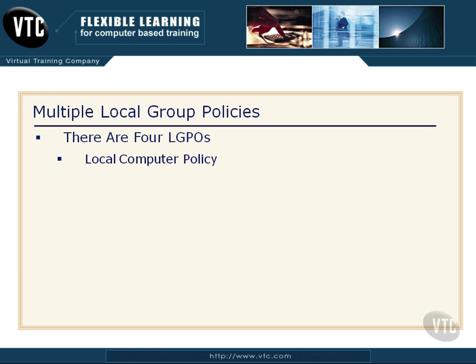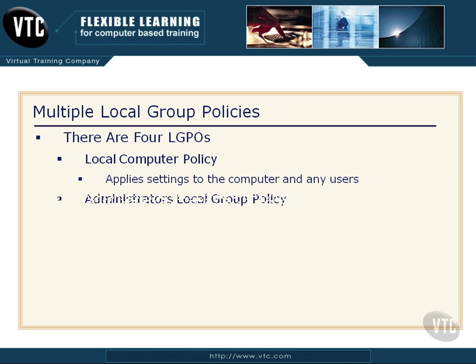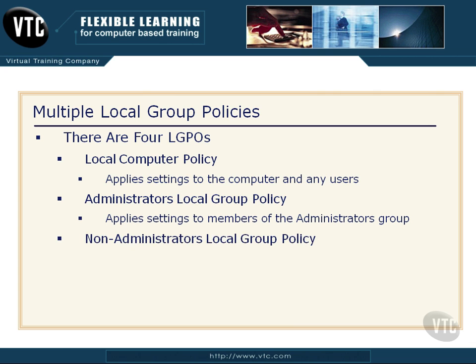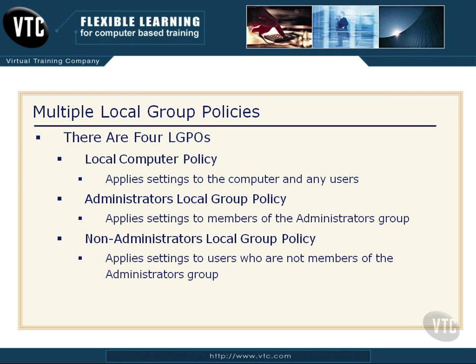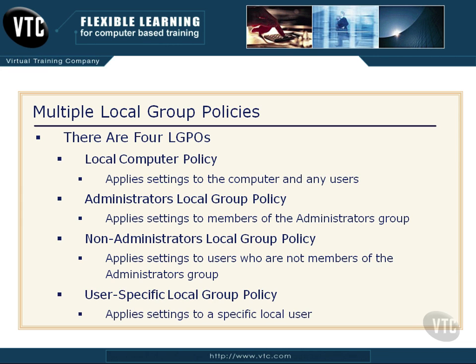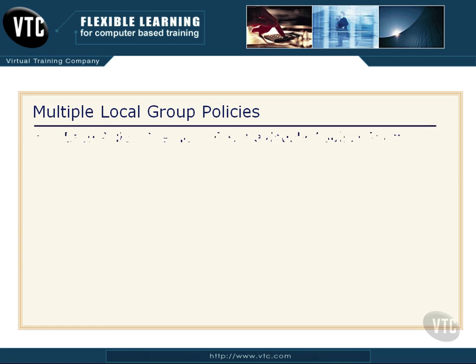The first local group policy that you'll see is the local computer policy. This policy applies settings to the computer and to any users. This one's been around forever. The administrator's local group policy applies settings to members of the administrator's group. The non-administrator's local group policy, you probably guessed it, applies settings to users who are not members of the administrator's group. And then the user-specific local group policy applies settings to a specific local user.